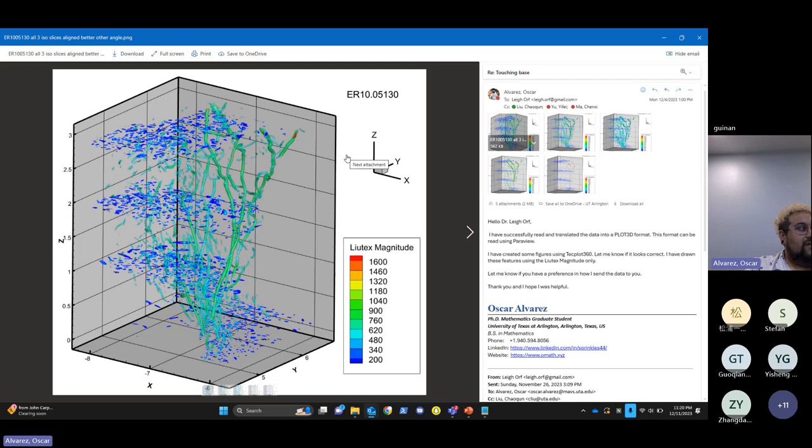I see. So inside a vortex, there are a lot of vortices. The large vortex was formed from smaller vortices. There are a lot of small vortices, and we are interested in how these small vortices form the large vortex. That's interesting. We need to find a mechanism.